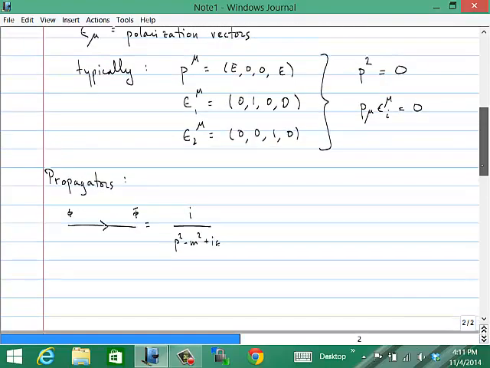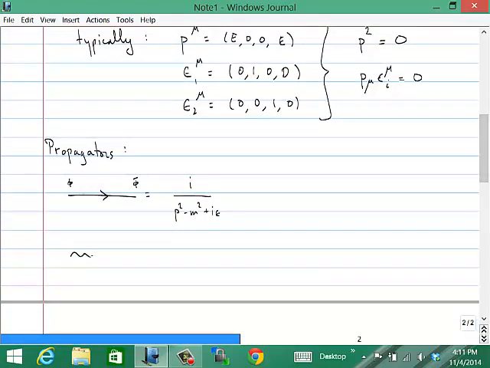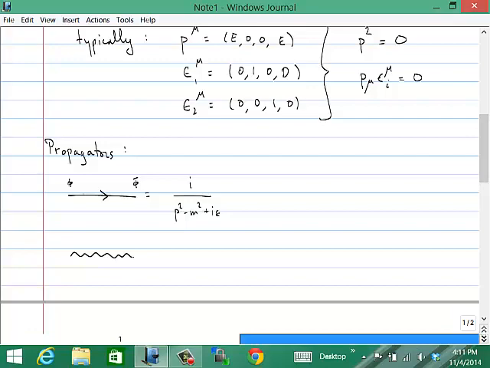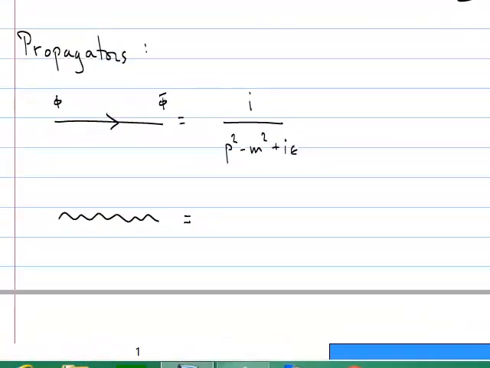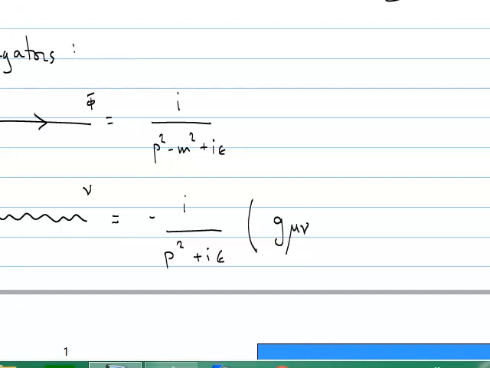And likewise, there's a propagator for the photon, which we derived last class. Now the photon has an index mu, which means that you need to label the endpoints of the propagator with an index. The actual form for the propagator, we found, depends on your gauge choice. In particular, we introduced a family of gauges known as the R-psi gauges.